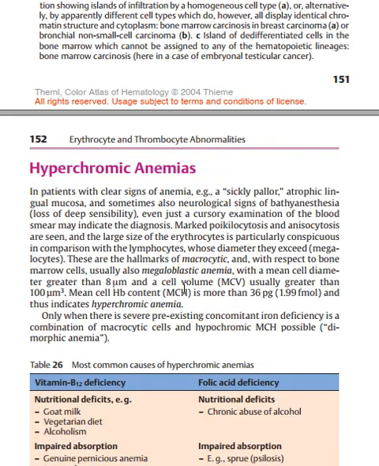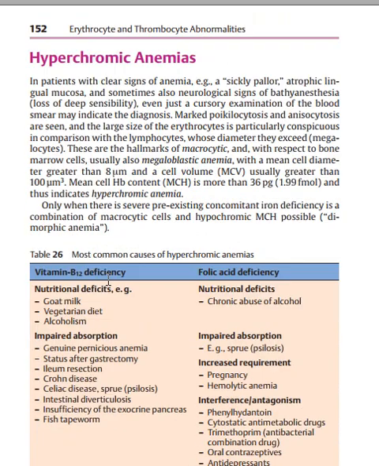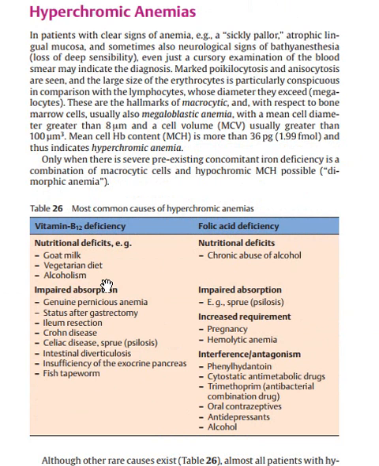Now the next type of anemia is hyperchromic anemia. Is it clear? In this case you are going to have an MCH, the mean corpuscular hemoglobin level, which is greater than 32. Is it clear? Those are picograms. So now we have the most common causes of hyperchromic anemia.